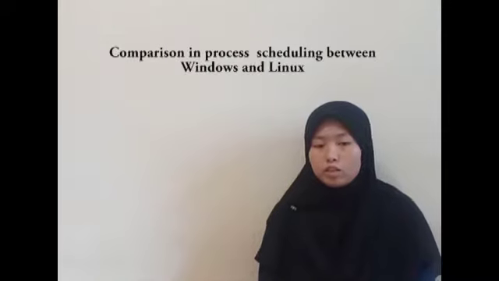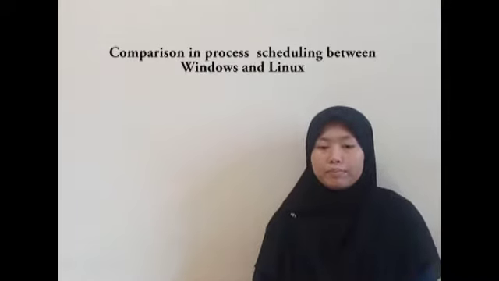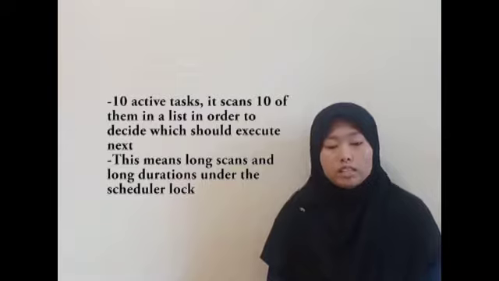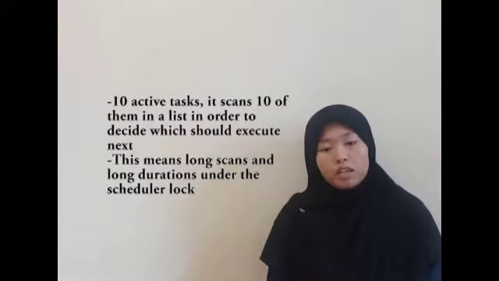Today, I would like to explain about the comparison in process scheduling between Windows and Linux. Scheduling. The Linux 2.4 scheduler: if there are 10 active tasks, scan 10 of them in the list in order to decide which should execute next. This means long scan and long duration under the schedule lock.